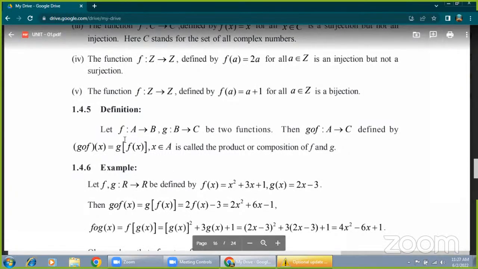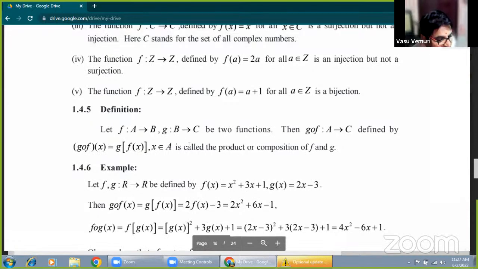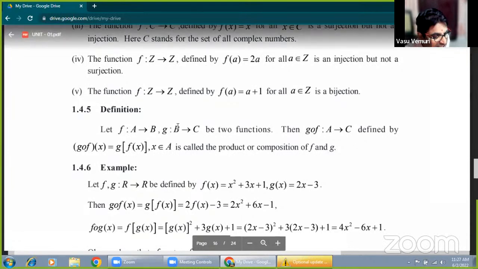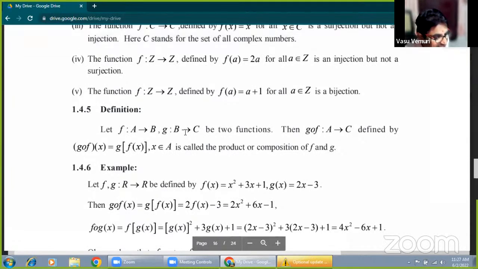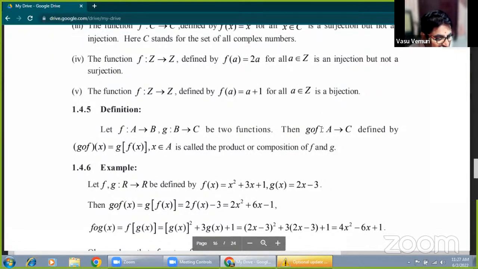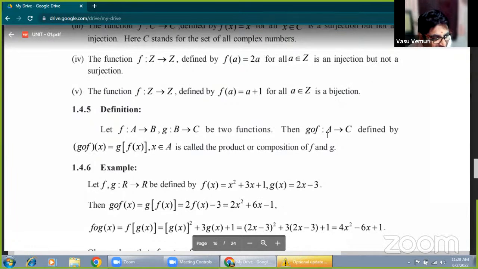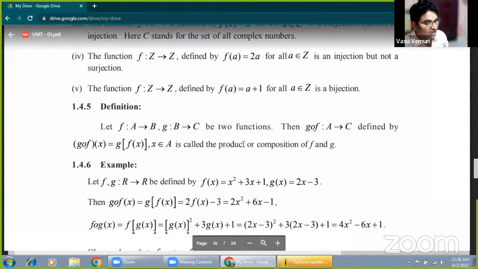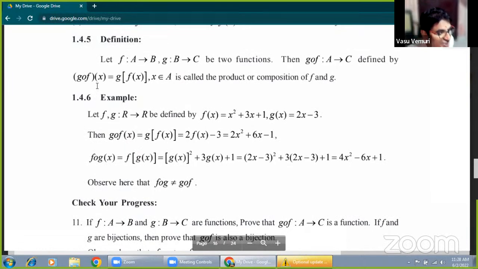Okay, listen carefully. F maps A to B, G maps B to C. There are two functional relations here. What is g circle f? G circle f means A to C. First of all, you have to take the functional relation f, which goes from A to B. Here, g circle f of x equals g of f of x. That is called the product or composition.